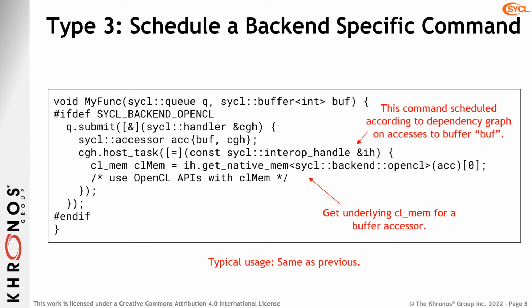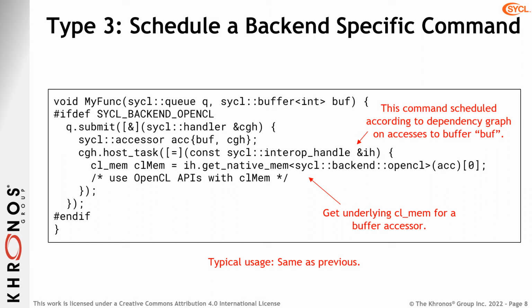The third type of backend interop is similar to what we saw in the previous slide, except that instead of calling the backend APIs synchronously from the main part of the application, we instead call them asynchronously as part of the dependency graph. To illustrate, let's take a look at this function, which takes two parameters. One is the SYCL queue, and the second is a SYCL buffer. We submit a task to the queue, but rather than submitting a kernel like a parallel for kernel, we submit a host task.